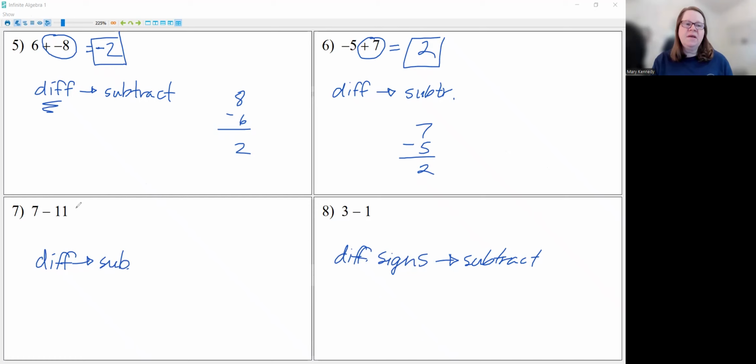All right, 7 and 11, subtract those. 11 take away 7 is 4. Sign of the greater number, the bigger one here is the 11, and it's negative. That means my answer is a negative, so negative 4.